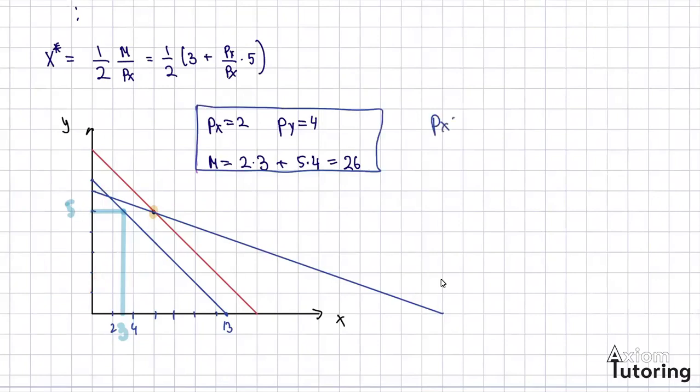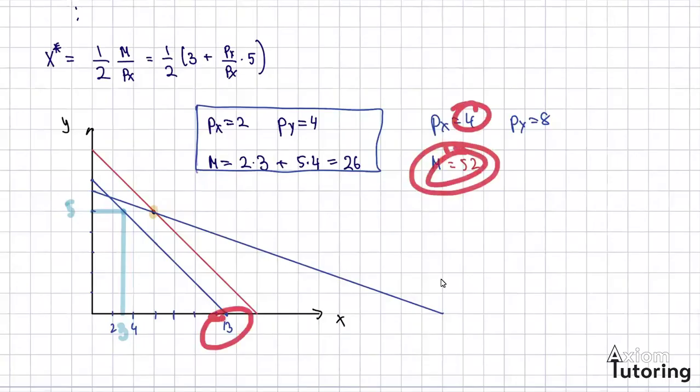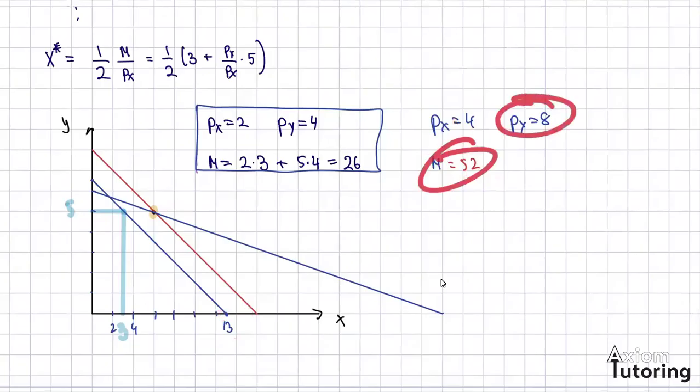Okay, so let's say the prices are 4 and 8. Well, then my income is going to be double because I'm going to have an extra 2 here, an extra 2 here. So my income is going to be 52. But what about my budget constraint? What's the maximum amount of X's that I can afford? Well, 52 divided by 4 is still 13. 52 divided by 8, it's still that 6.5 that I was talking about.